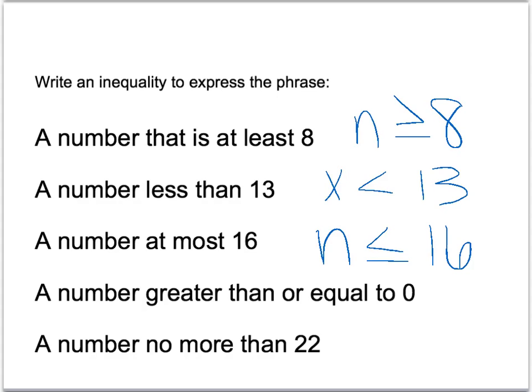The next one, a number greater than or equal to 0, again, is pretty much a direct translation. A number greater than or equal to 0. And how about a number that is no more than 22? Who can do that one for me? Zach? Less than or equal to 22. Very good.